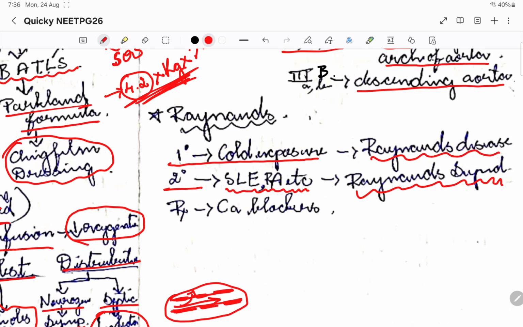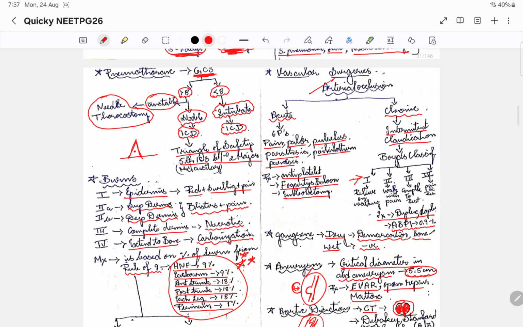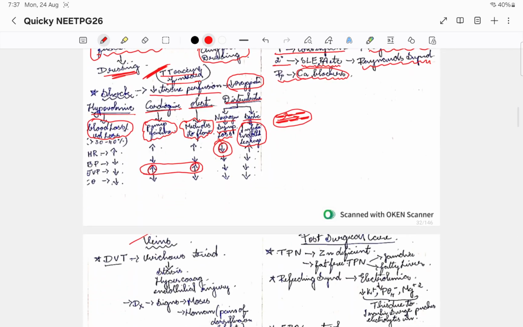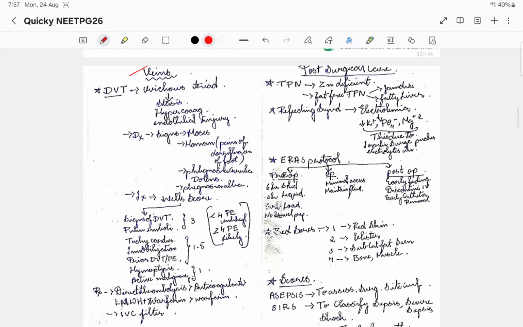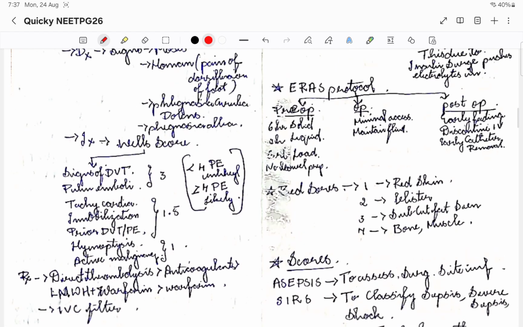Okay, but the management is almost the same. That is, we'll treat the underlying issue, that is cold exposure there. We'll do the reheating, like generous reheating is done, and the specific management is calcium channel blockers. Okay, so this is the thing with respect to Raynaud's disease. So that is done for arterial pathologies. Now moving to venous pathologies, it is going to be DVT. But first we'll talk about that, and then we'll go on to varicose vein.